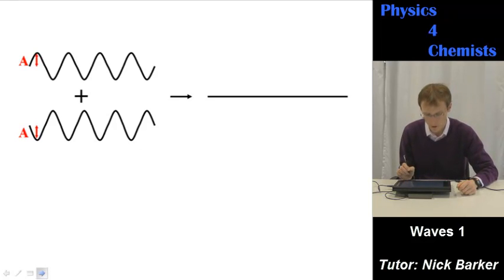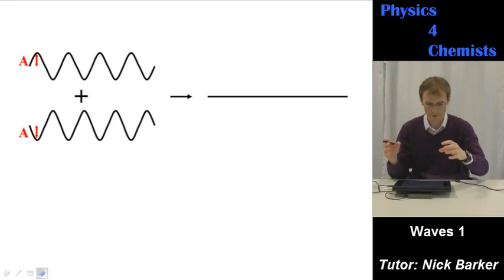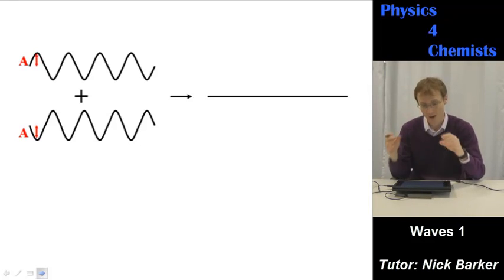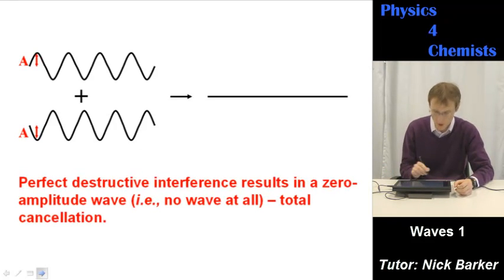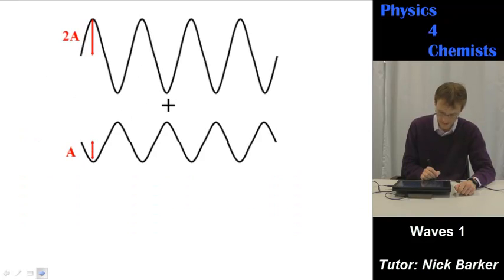In chemistry, you might wonder why that's of any interest at all. If you take electrons as waves and you say they have a wave function, where you have two waves meeting and their wave function is in phase, you form a chemical bond, and where you have two electrons meeting and their wave functions are out of phase, then you have an antibond. That's Linus Pauling's work on what a chemical bond is. So perfectly destructive interference results in a zero amplitude wave. There is no wave, total cancellation.